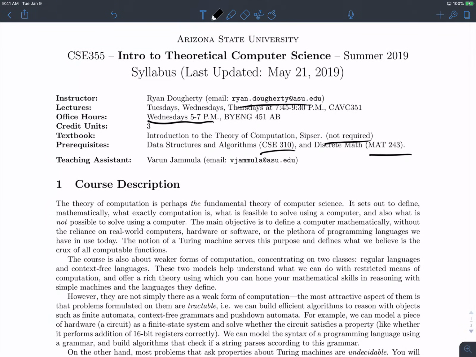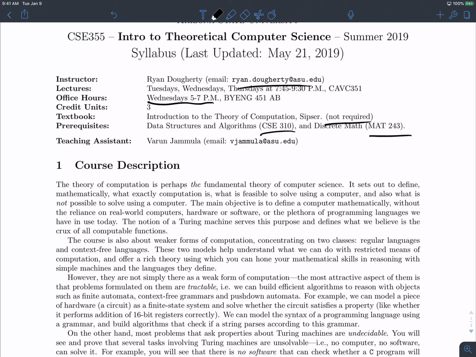Yeah, so my email's here. And our TA this semester will be Varun. He's actually a good friend of mine. He was on a project once we did a long time ago.